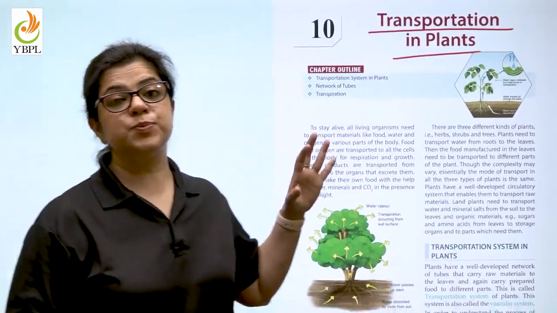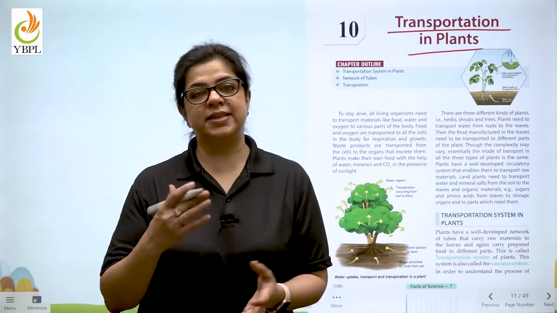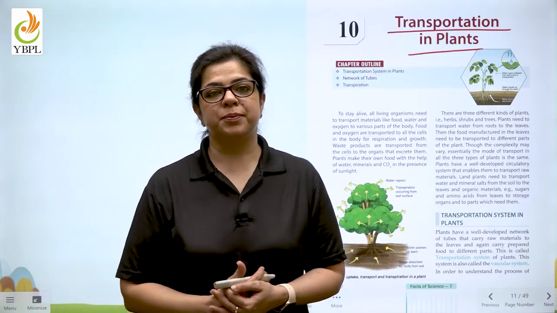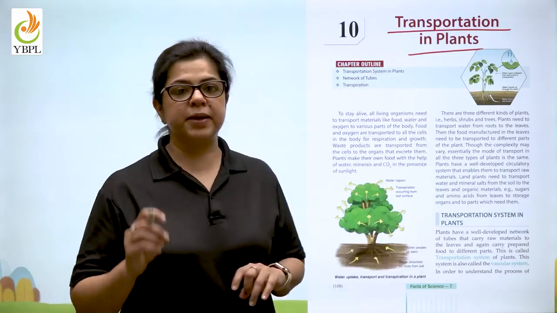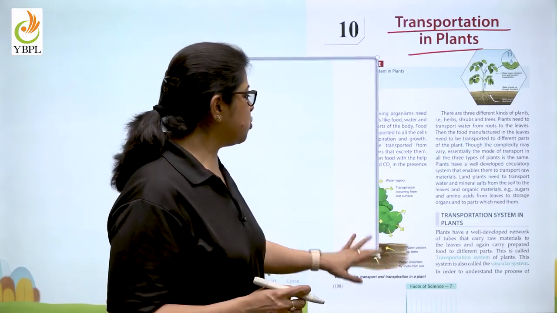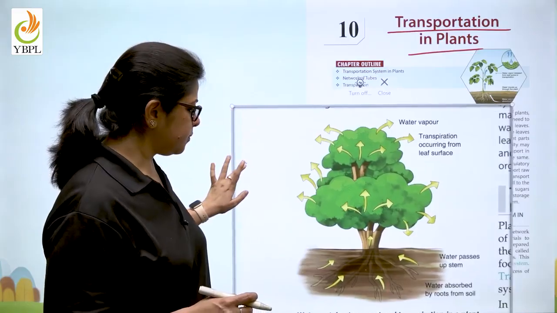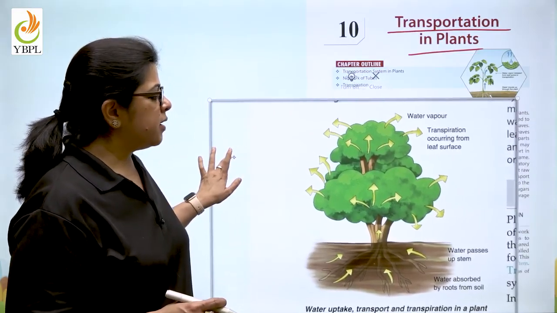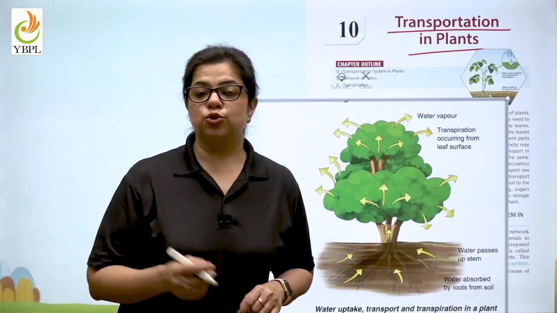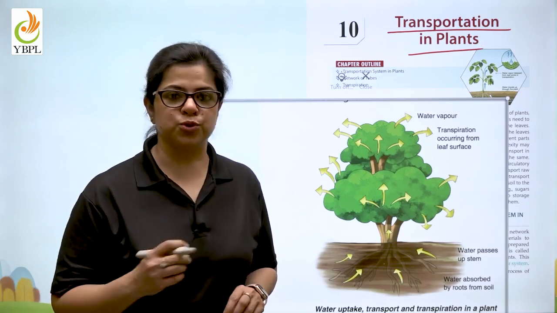Now, what kind of transportation is it? This is the transportation of the materials inside the body of the plant. Now, let us take a very simple example. There is a beautiful picture given in the book that shows the movement of water inside the plant body. As we can see here, we know that plants undergo a process known as photosynthesis, and we also know that water is a requisite for the process of photosynthesis.